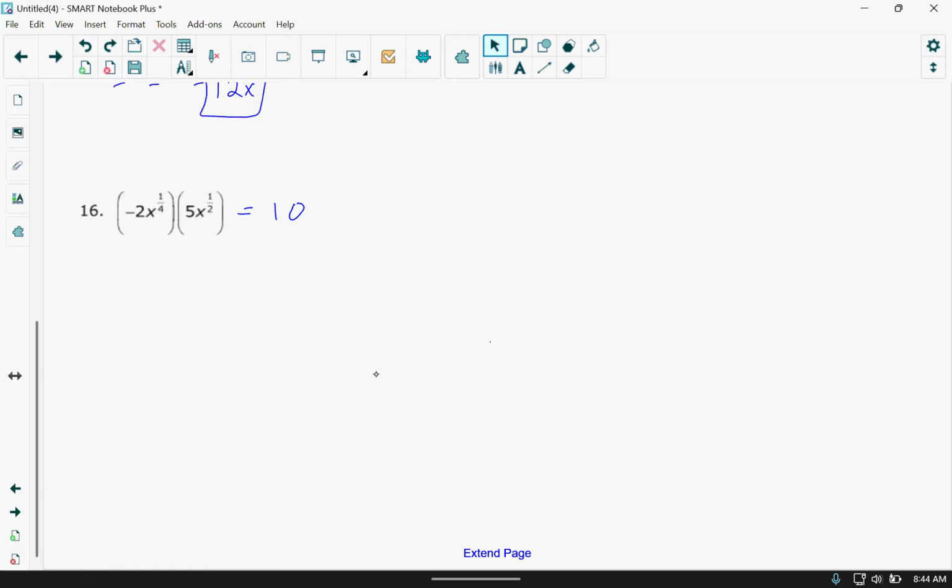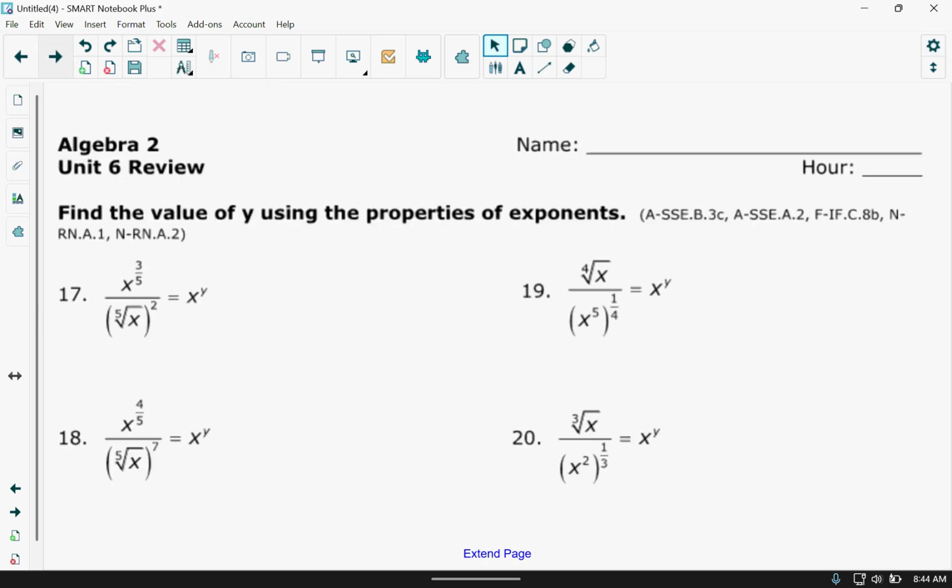And it gives me 3/4. So this is going to be 10x to the 3/4 for my final answer. Okay, number 17, still in the same learning target.